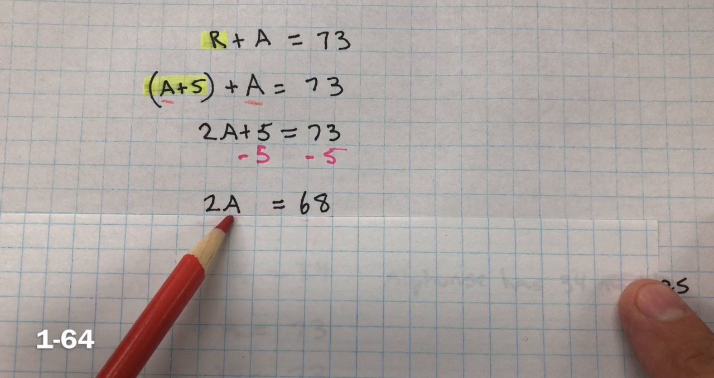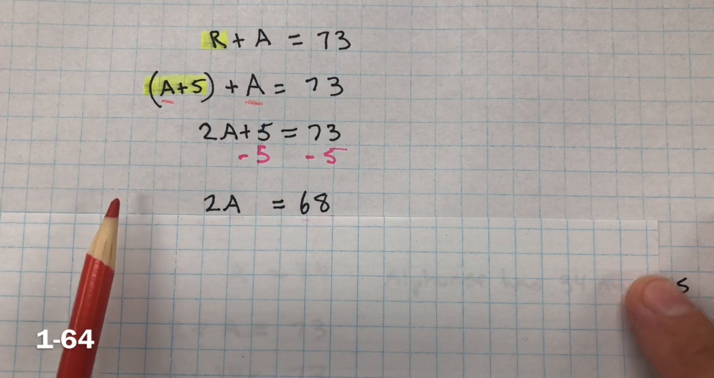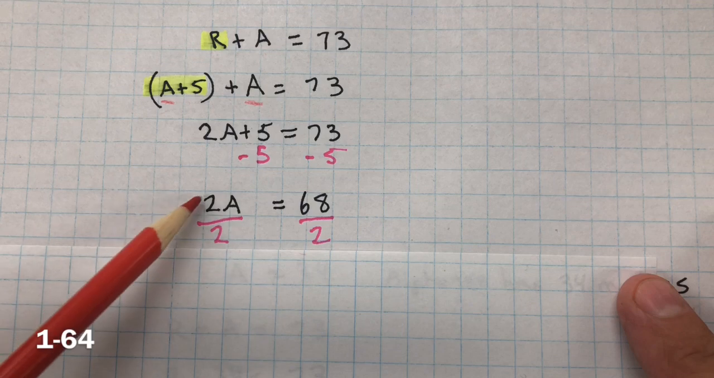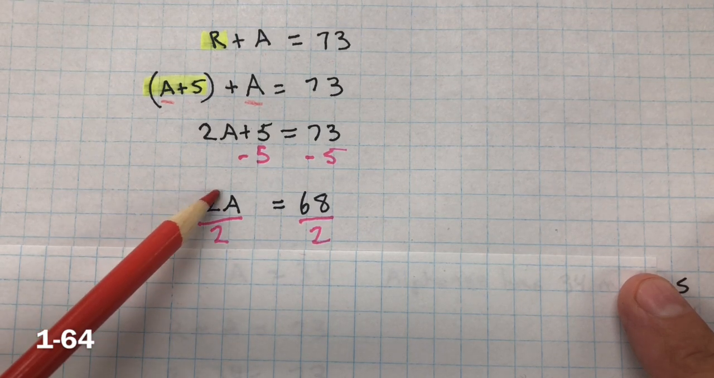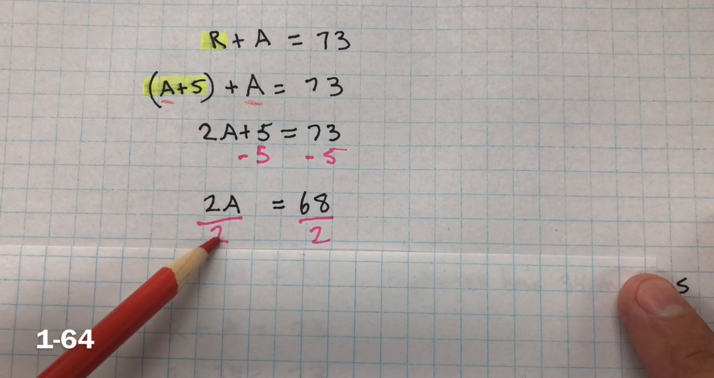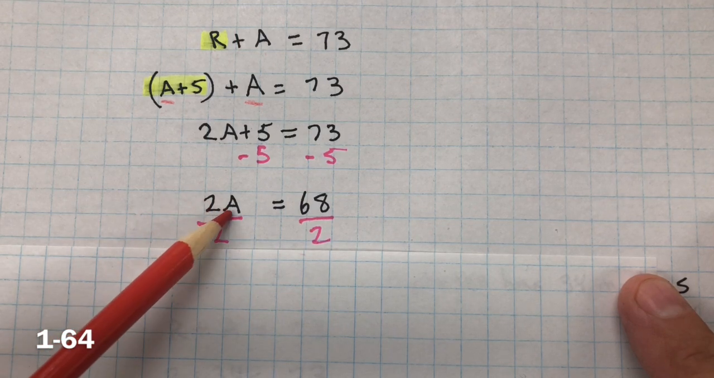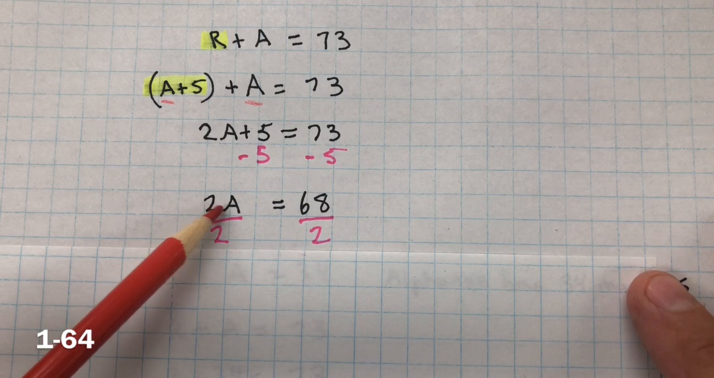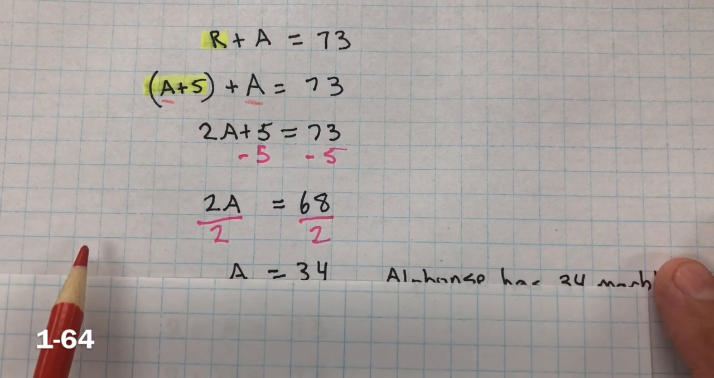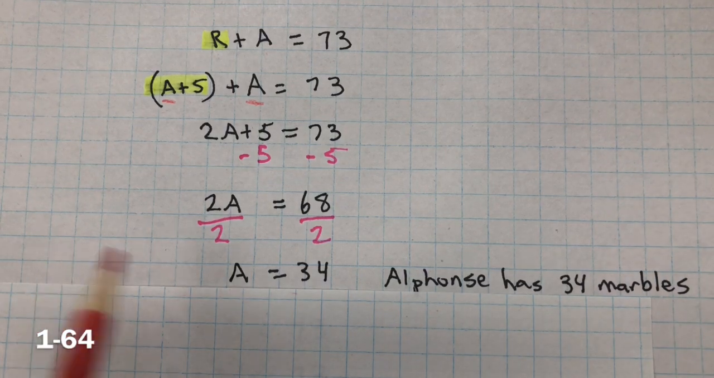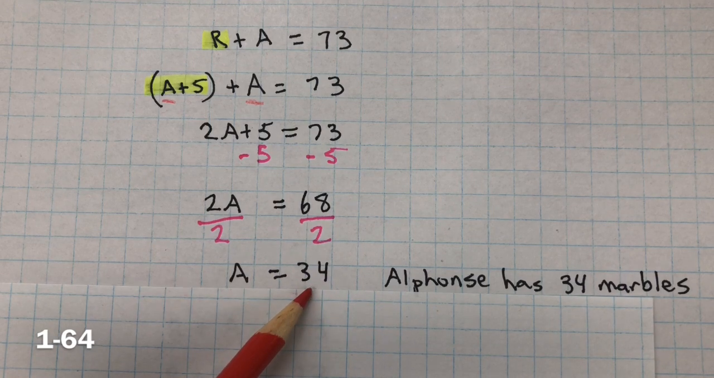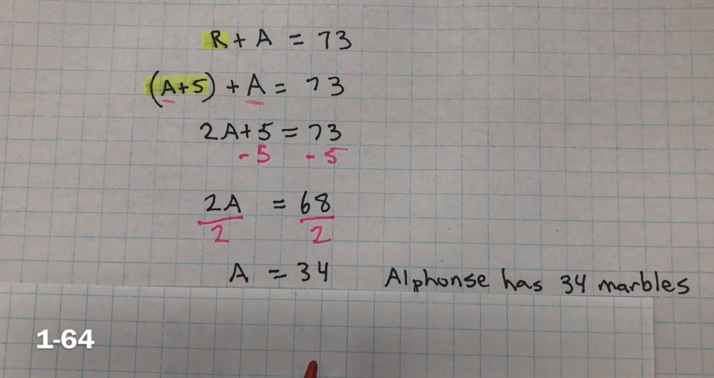Here's multiplication. The inverse property of multiplication is division. So we're going to divide both sides by 2. The reason we divide by 2 is because this creates the giant 1. 2 divided by 2 equals 1. And 1 multiplied by A, that's the identity property of multiplication. 1 multiplied by A is going to equal A. So now we have 68 divided by 2 equals 34. So Alphonse has 34 marbles.